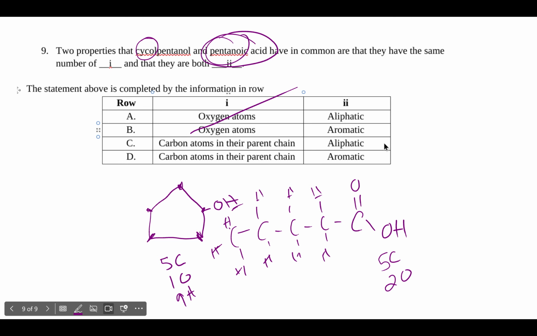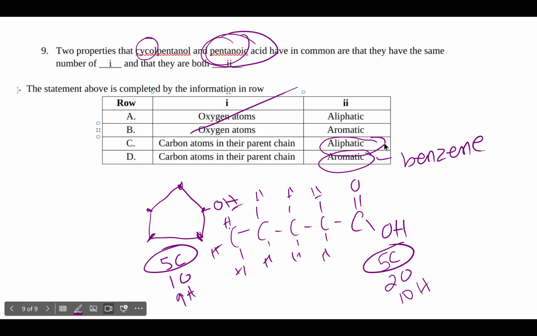And then for hydrogens, just to go one more time, 1, 2, 3, 4, 5, 6, 7, 8, 9, 10. You have 10. But it wasn't asking you for hydrogens, that was just extra. So here it has to be C and D, carbon atoms in their parent chain. We do have the same amount, right? 5 in each. And then to be aromatic, you have to see the benzene ring. If you do not see benzene, it's just aliphatic. So this would be C because we don't see the benzene ring, right? Benzene looks like that. We don't see it there, so it is not aromatic.